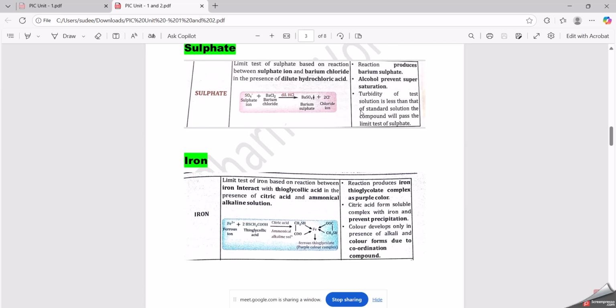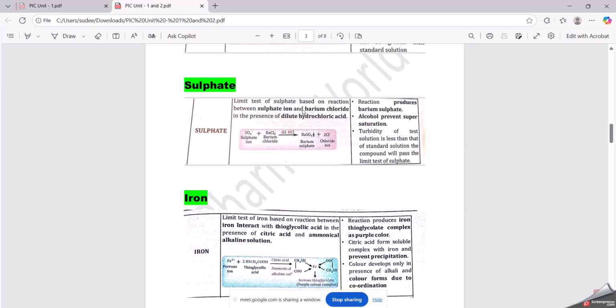Next, sulfate. It is based on sulfate ion and barium chloride in the presence of dilute hydrochloric acid. So it will produce barium sulfate and chloride ion. Here you have to see that it produces barium sulfate. Alcohol prevents supersaturation. If the turbidity of the test is less than the standard solution, the compound will pass the limit test.